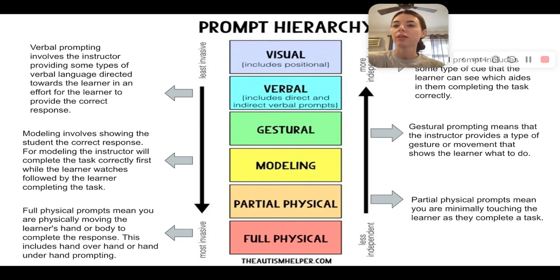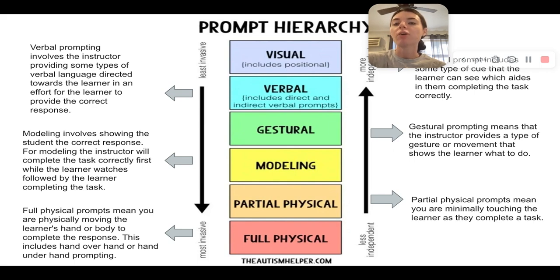Gestural is the next, and gestural prompting means that the instructor provides a type of gesture or movement that shows the learner what to do. An example of a gestural prompt would be the instructor pointing at a picture. The instructor would say, "Where is the pig?" while pointing at the picture of the pig, and the learner pointing at the pig or responding appropriately.